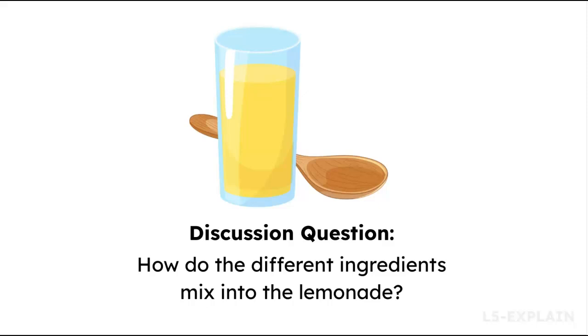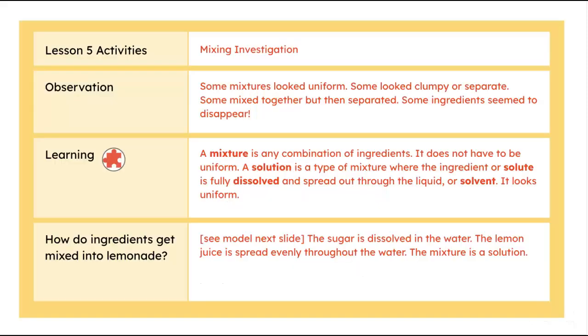For the Explain portion, you'll invite students to gather to analyze data and compare mixtures from their investigations. Use the provided questions to guide your discussion around the question, how do the different ingredients mix into the lemonade? The goal of this class discussion is to analyze data from their investigations to identify different ways objects can be mixed into water. You'll use the discussion to create the Lesson 5 summary chart.